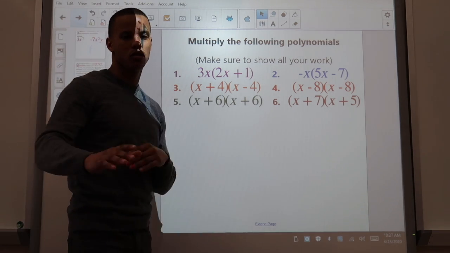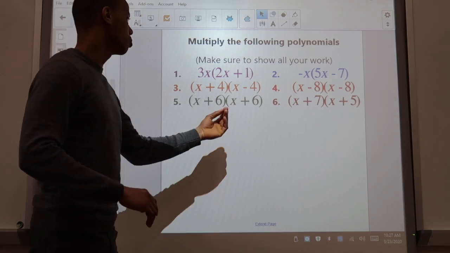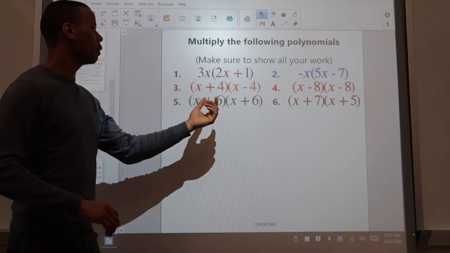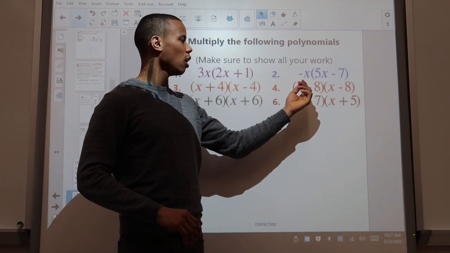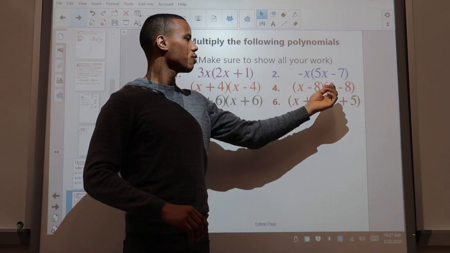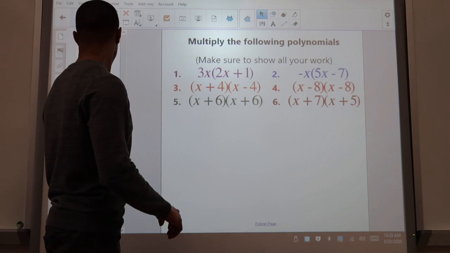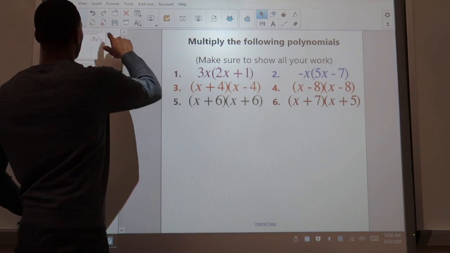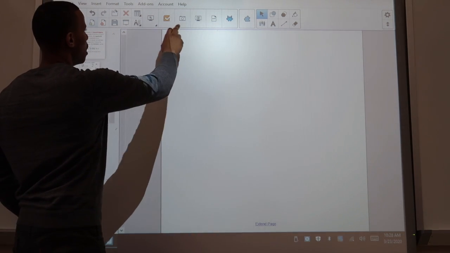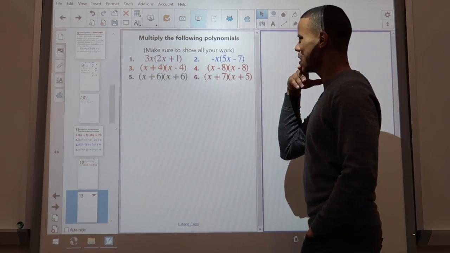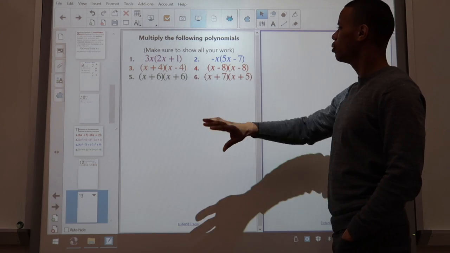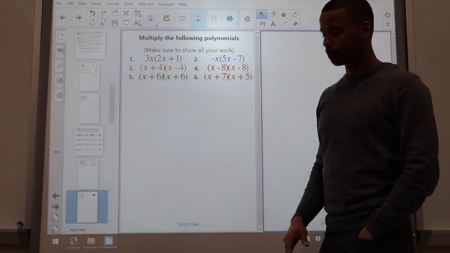Now, instead of doing addition or subtraction, I want you to do multiplication. For the first one, you have 3x times 2x plus 1. Your second one is negative x times 5x minus 7. So let's see if we can do them all together. I'm going to do number 1 and 5.